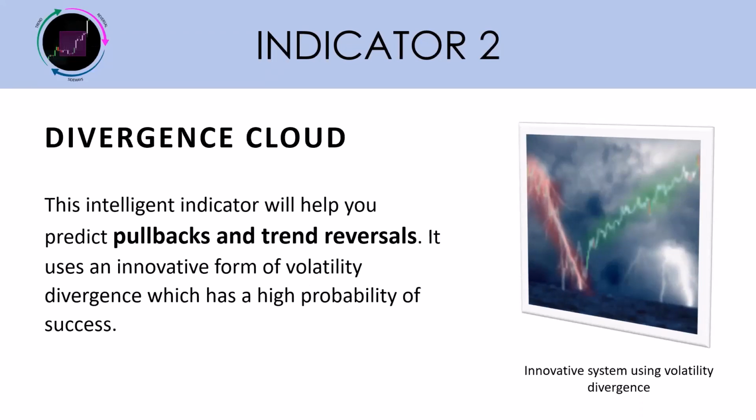Or vice versa, if price moves down, but volatility increases, again, we have a form of divergence. This is a form of bearish divergence, so that a trend reversal to the downside may be imminent. And divergence cloud is designed to spot exactly these forms of divergence.